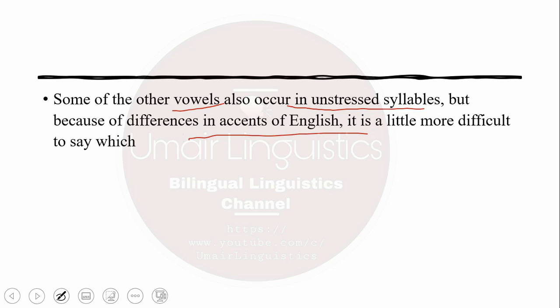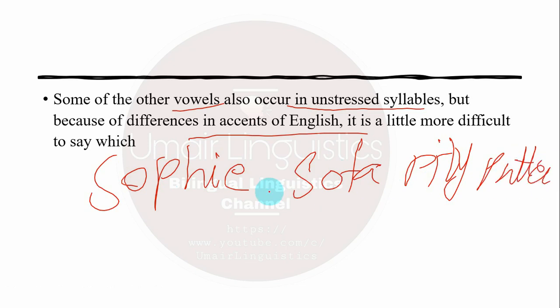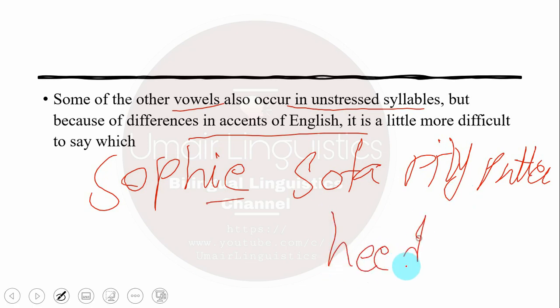To give some examples, we have the words Sophie, sofa, pity, patter. When we say all of these words, most English speakers will differentiate the vowels at the end of these words, like we usually say Sophie, sofa, pity, and patter. But some speakers of English pronounce the last vowel of Sophie as in heed, like this sound. So it becomes like Sophie.